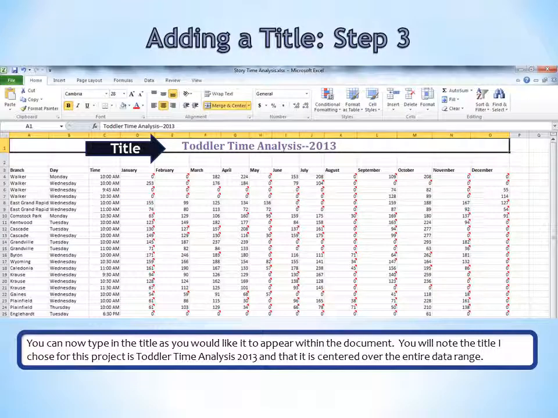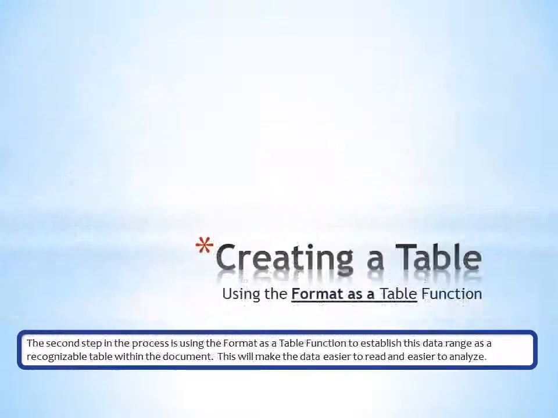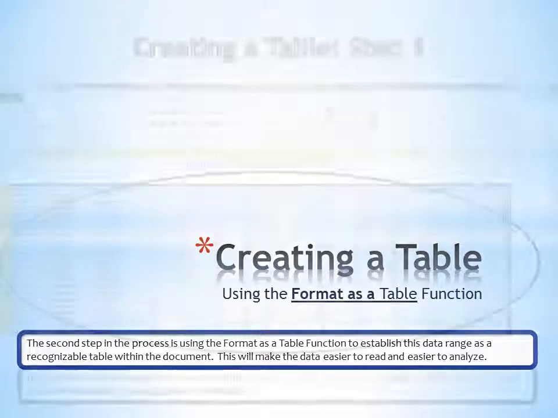You can now type in the title as you would like it to appear within the document. You will note the title I chose for this project is Toddler Time Analysis 2013, and that it is centered over the entire data range. The second step in the process is using the Format as a Table function to establish this data range as a recognizable table within the document. This will make the data easier to read and easier to analyze.